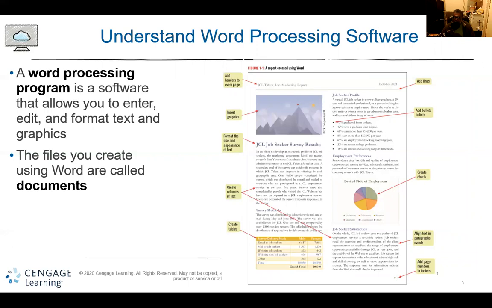A word processing program is a software that allows you to enter, edit, and format text and graphics. The files you create using Word are called documents. Here, they show a depiction of a document that's set up kind of in newspaper columns, but it allows you to have graphics. You have formatting for some of the larger lettering. They added a chart. They added a graph. This is a pretty busy document, but you can do all of this with Word.